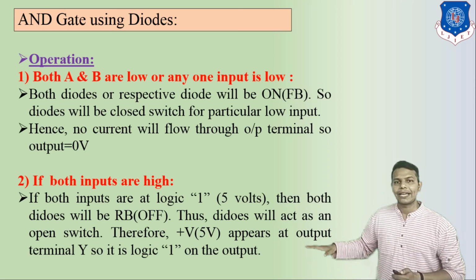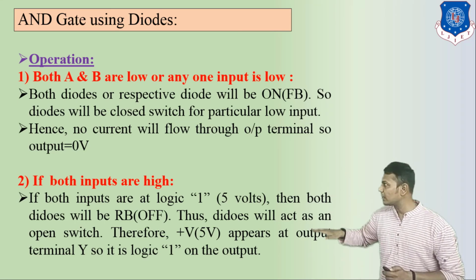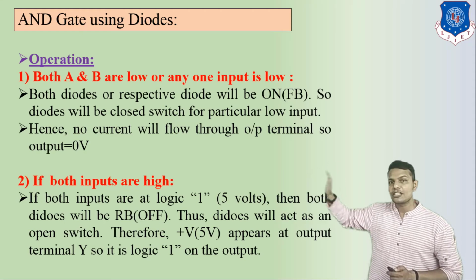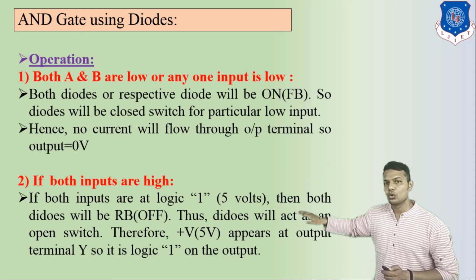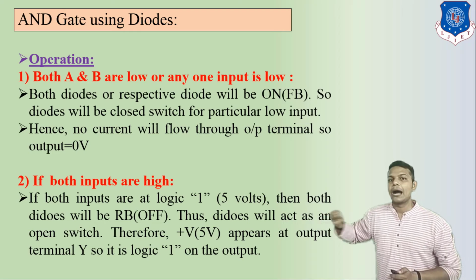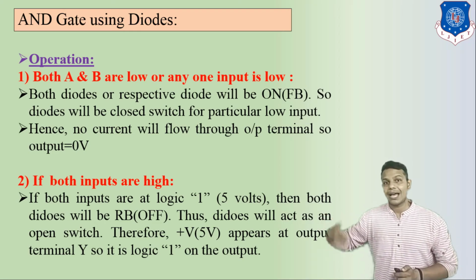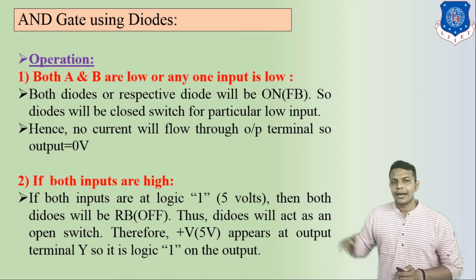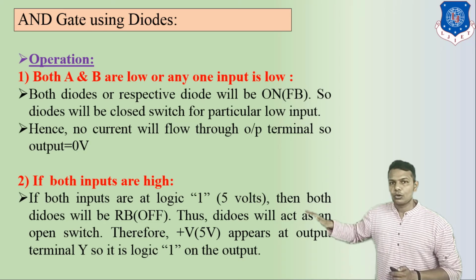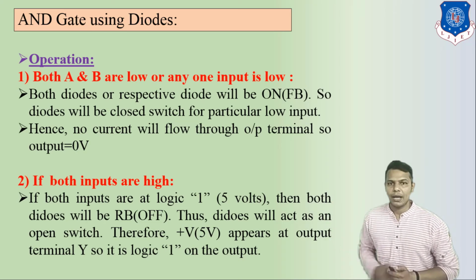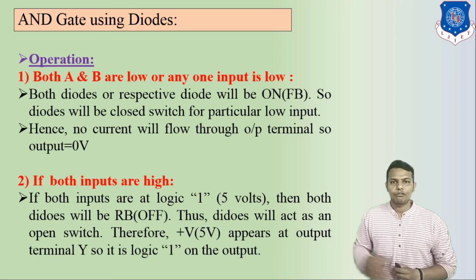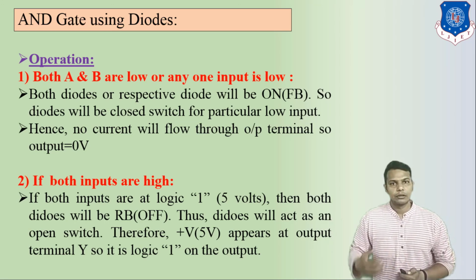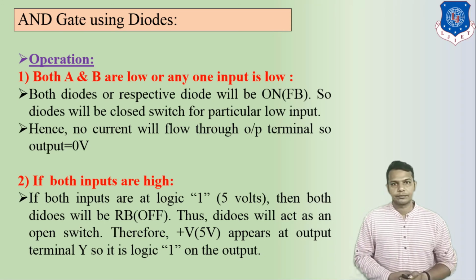Similarly, we can divide into case number 1 and case number 2. Case number 1, both the inputs are low or any one input is low. Now in case number 2, both the inputs are high. That means your last possibility, when A is equal to 1 and B is equal to 1. And at this time, diodes work in reverse bias, so it will be off. Here we can see both cases for 4 possibilities.